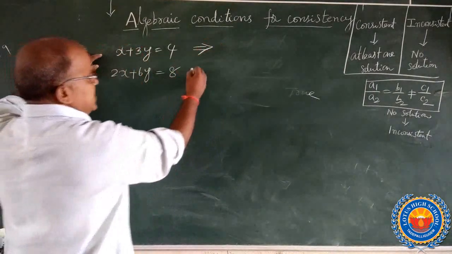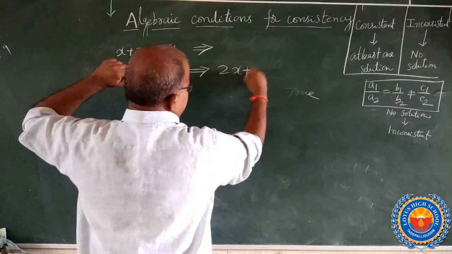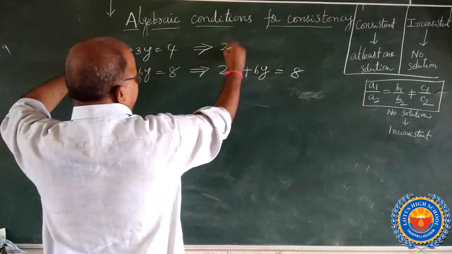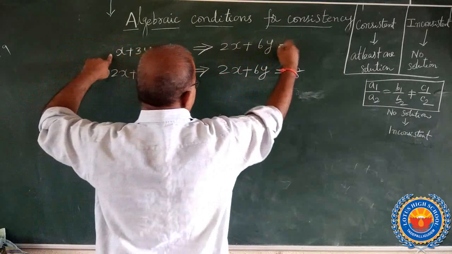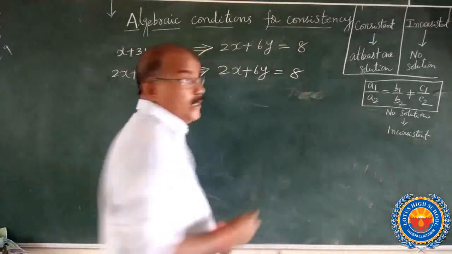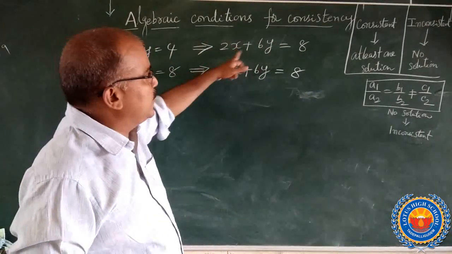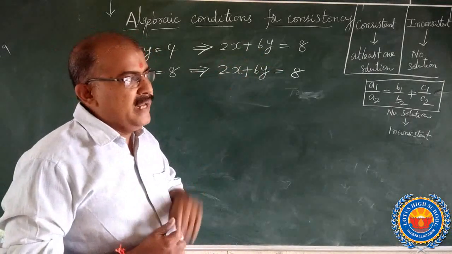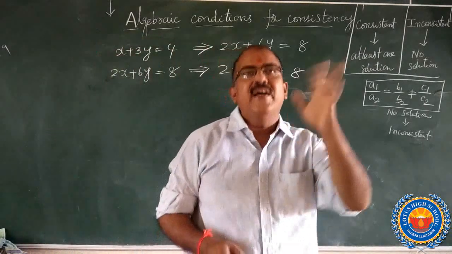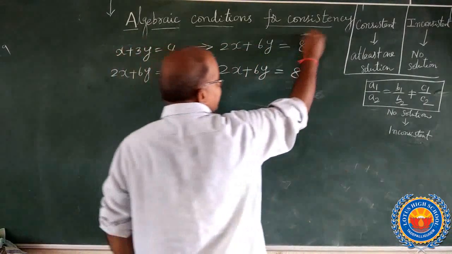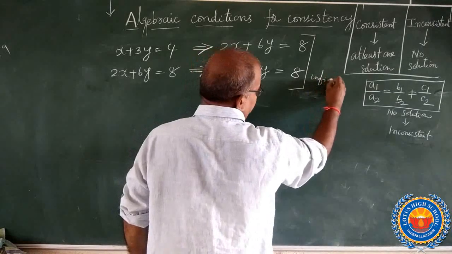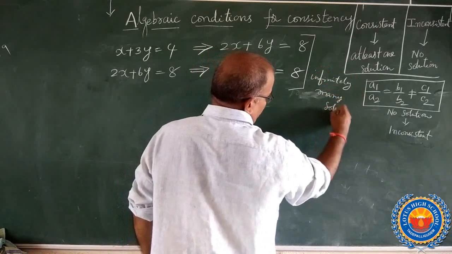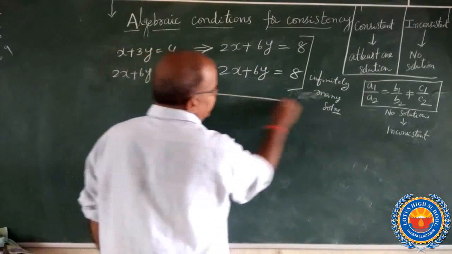Now we can write the second equation as it is, 2x plus 6y is equal to 8. The first equation, multiplied by 2, gives 2x plus 6y is equal to 8. Here also again I got the same equations. As I said already, linear equations in two variables like these are having infinitely many solutions. So if you want, you can go for the elimination method.